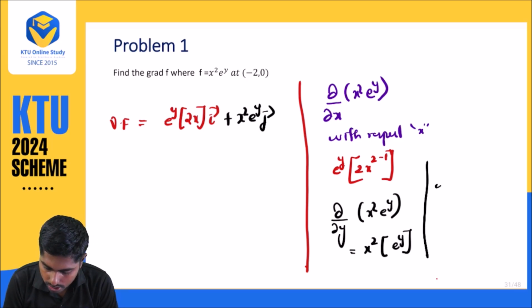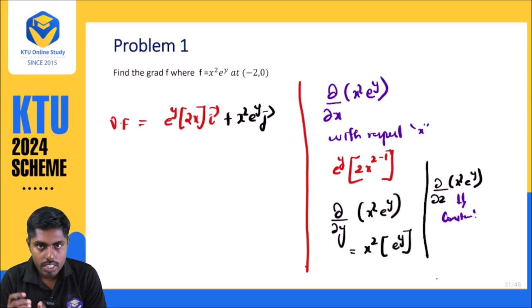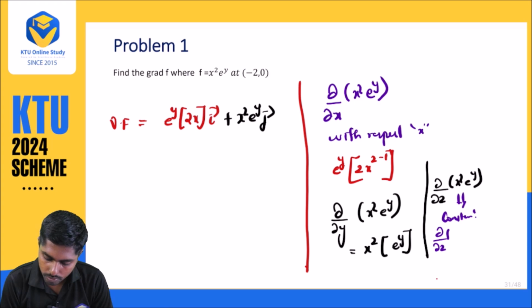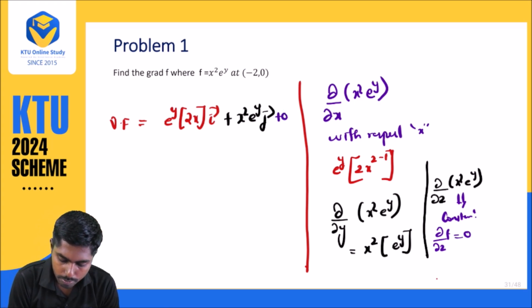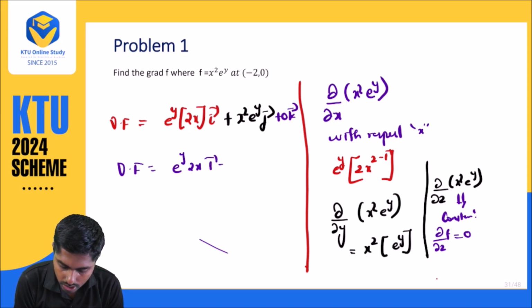Now partial derivative with respect to z of x² e power of y. If you observe carefully, this is nothing but a constant, because no z term is present in f. So we consider it as a constant. When you differentiate a constant, what is the answer? 0. So del f by del z is nothing but 0. So we will be getting plus 0 k vector. So grad f is equal to e power of y 2x i vector plus x² e power of y j vector.